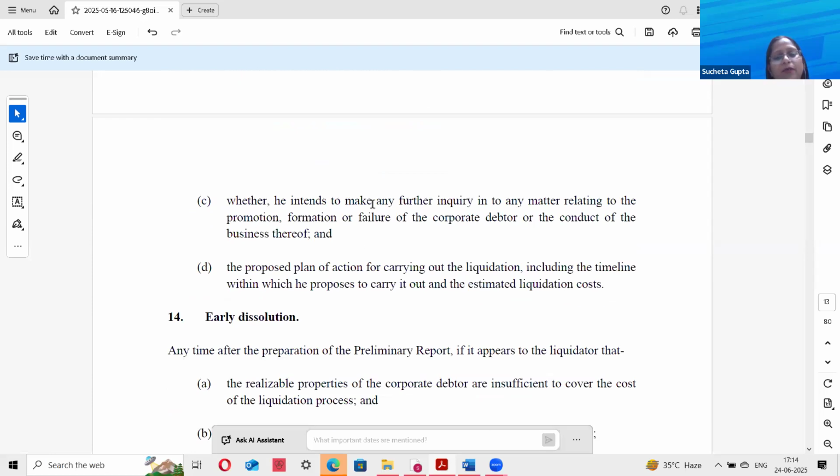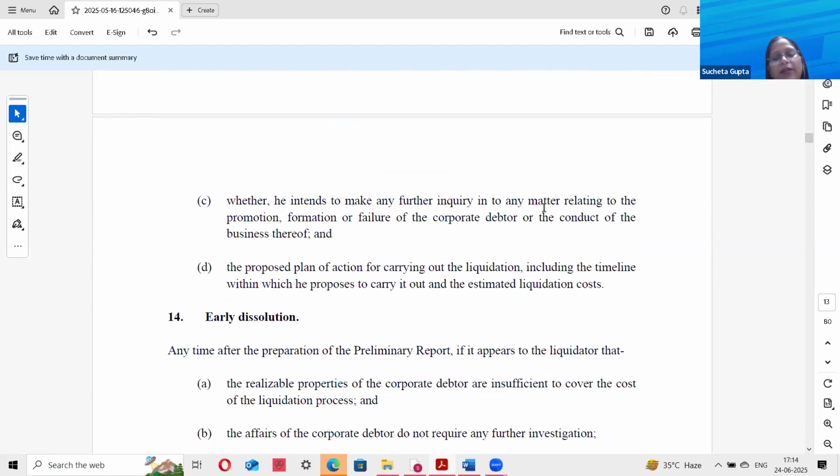Whether he intends to make any further inquiry in any matter relating to the promotion, formation, or failure of the CD or the conduct of the business thereof, and the proposed plan of action for carrying on the liquidation, including the timeline within which he proposes to carry it out, and the estimated liquidation cost.